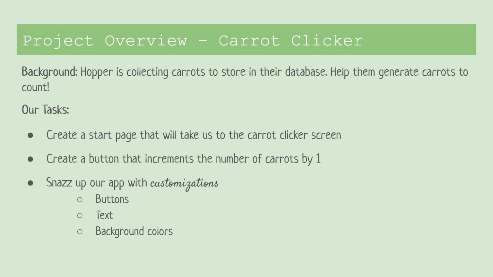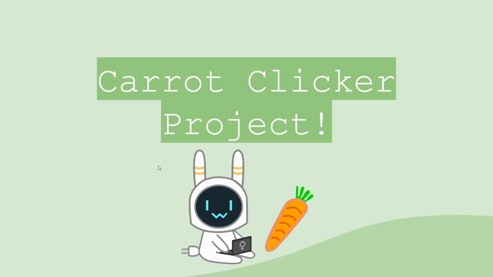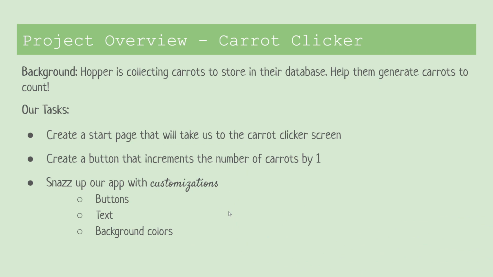So for this project, as a bit of a background, Hopper, this fellow over here, is collecting carrots to store in their database. Help them generate carrots to count. So our tasks for this is to create a start page that will lead us to the carrot clicker screen and also back, and also to create a button that increments the number of carrots by 1. I will also be teaching you guys how to add buttons, text, and background colors to snazz up the app. Alright, so let's get started.